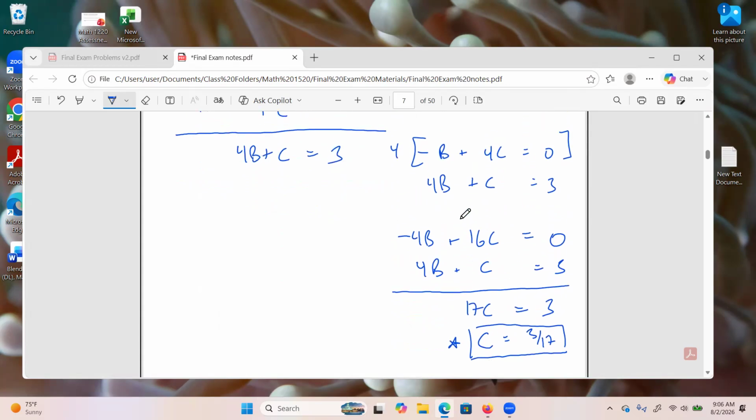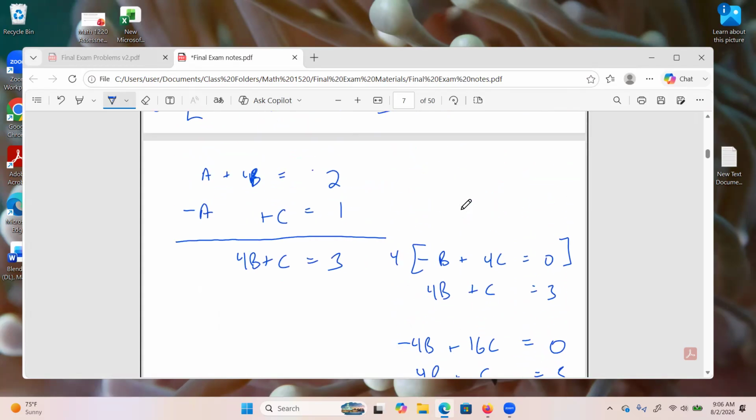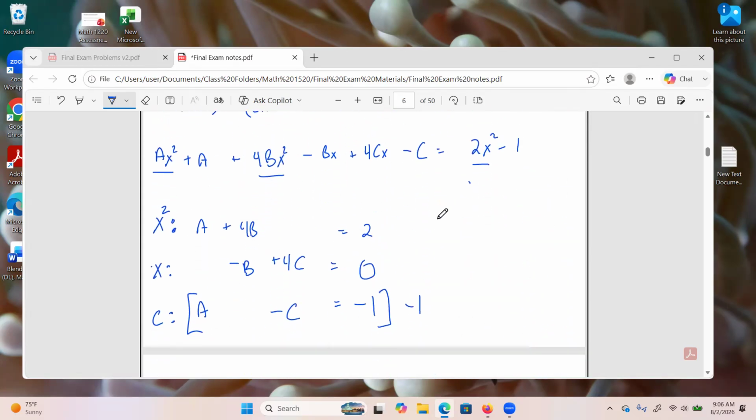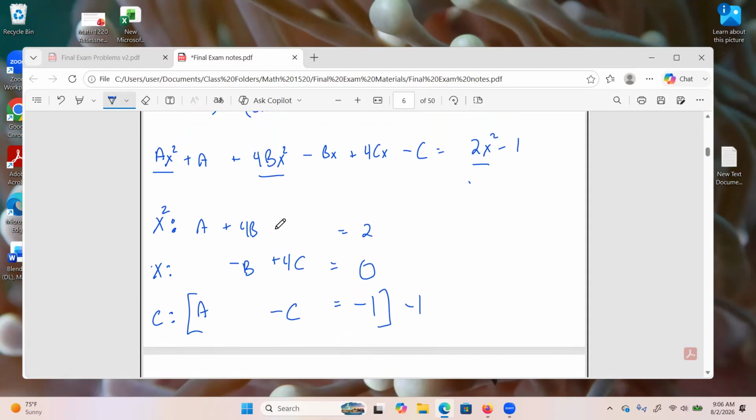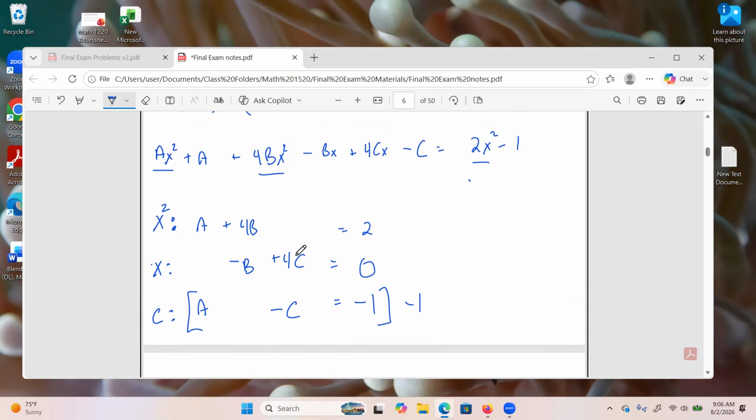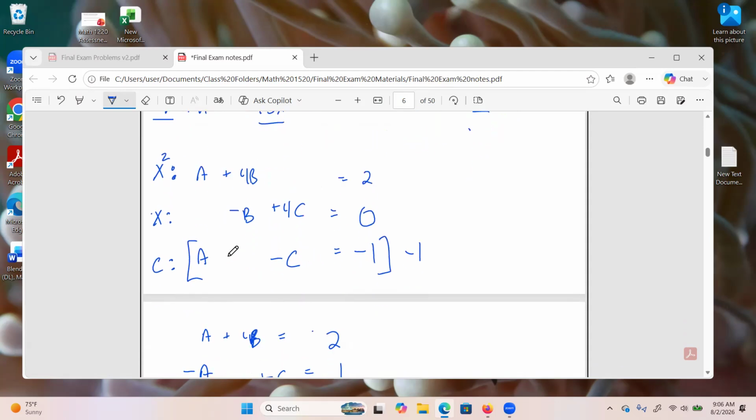Now what I'm going to do is go back up into my other pieces here. Let's see what else we could do with this. I'm just looking for pieces to be able to figure out, like I need an A. So how about we do this third column?